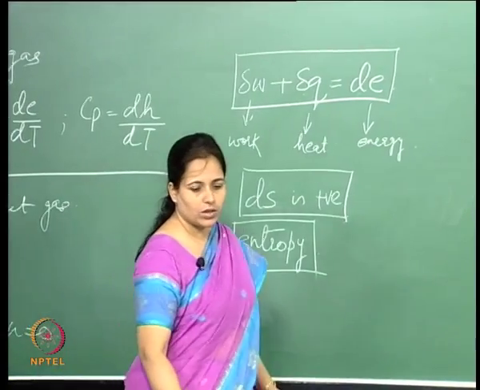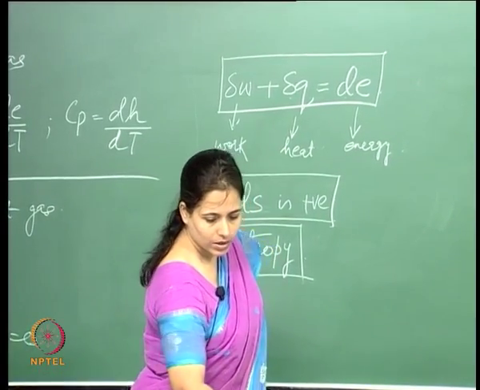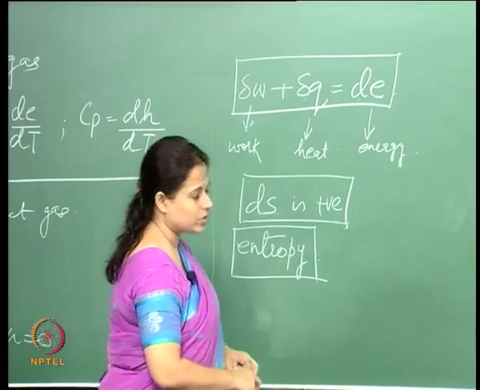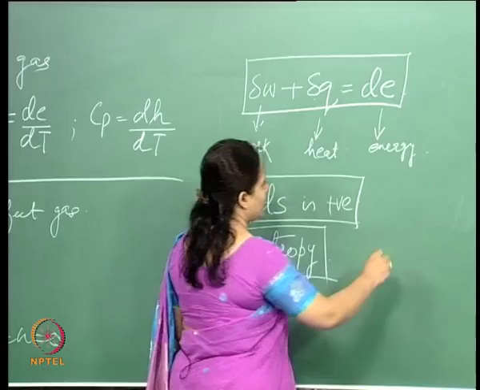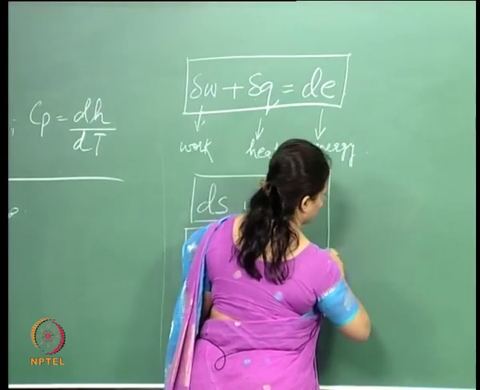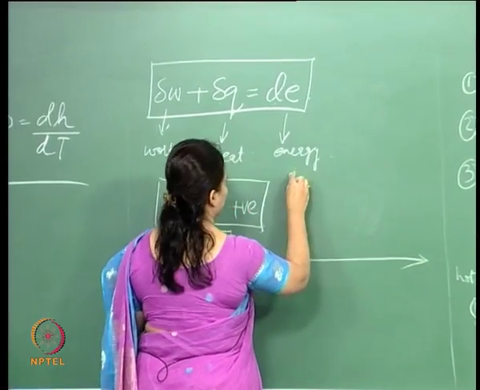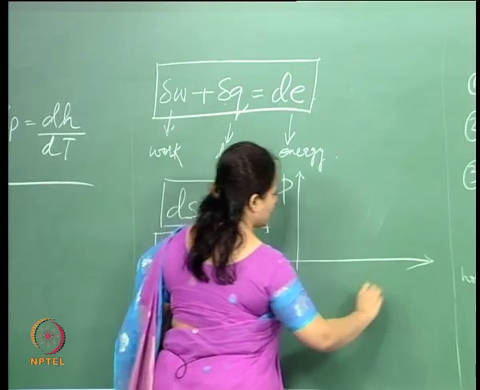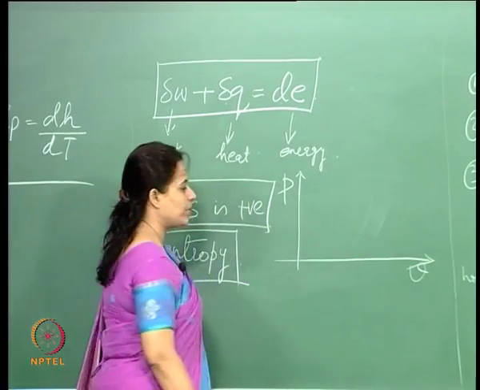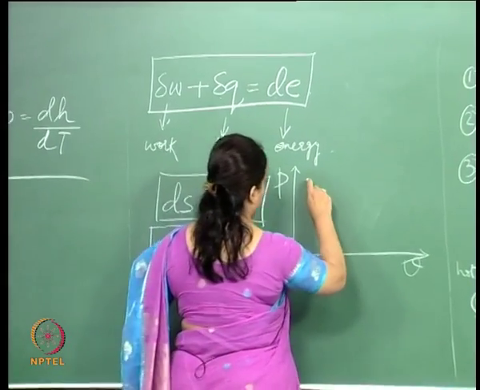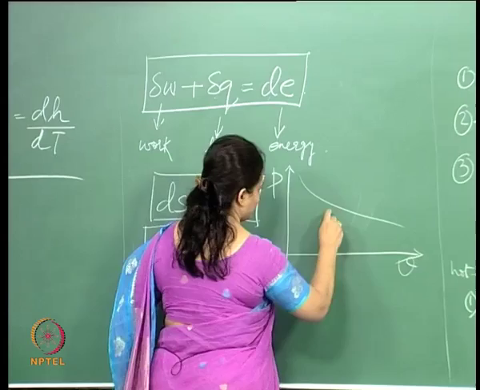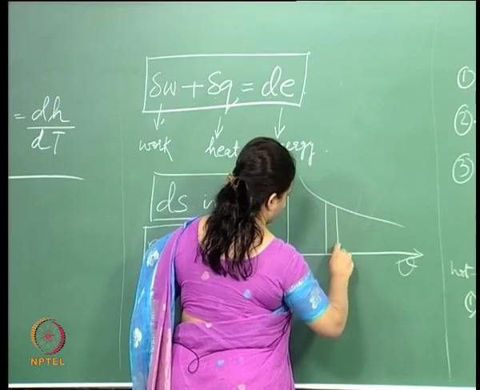So, let me explain that a little bit more. Now, for example, if we had to look at this, there is a pressure, this is a PV plot. So, this is volume and pressure.